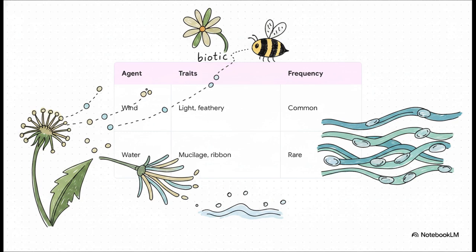Let's look at the differences. Wind is by far the most common abiotic agent. To use the wind, a plant needs light pollen, exposed stamens to catch the breeze, and a feathery stigma to trap that flying pollen. Water, on the other hand, is exceptionally rare as an agent. It's mostly limited to marine grasses and a few others. These plants protect their pollen with a special mucilage covering, and the pollen often has these ribbon-like shapes to just flow perfectly with the water currents.